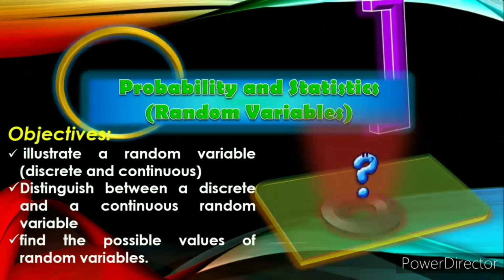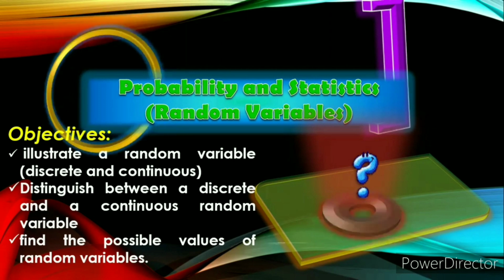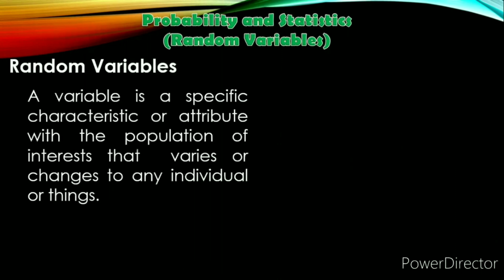Now let's proceed to the main topic that we're going to discuss in this tutorial. When we talk about random variables, a random variable is a specific characteristic or attribute within the population of interest that varies or changes for any individual or thing. When you talk about variables, it involves the characteristics of a certain thing or attribute within the population.